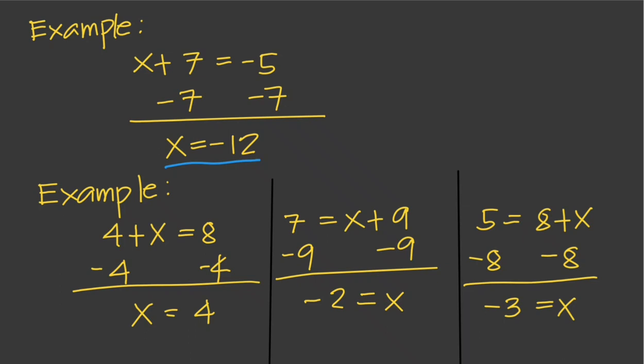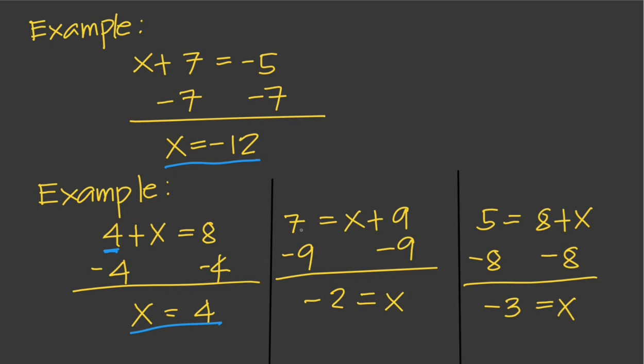And more examples here. Let's say 4 plus x equals 8. We need to get rid of 4 here, so we subtract 4 from both sides. So we get x equals 4.